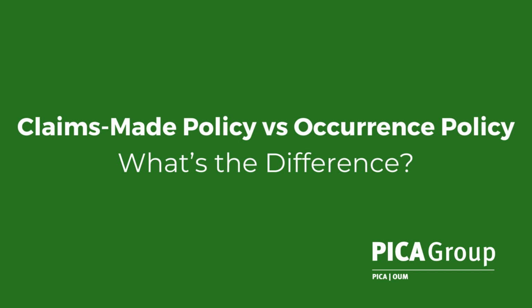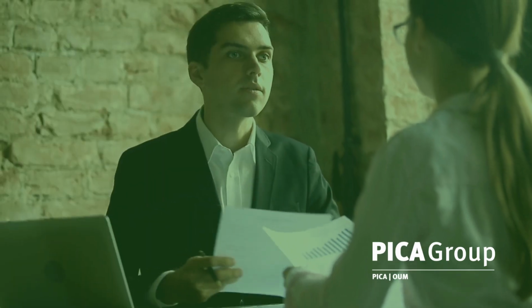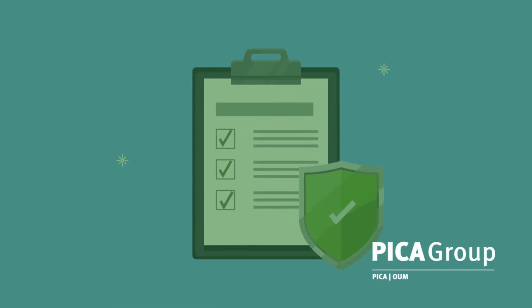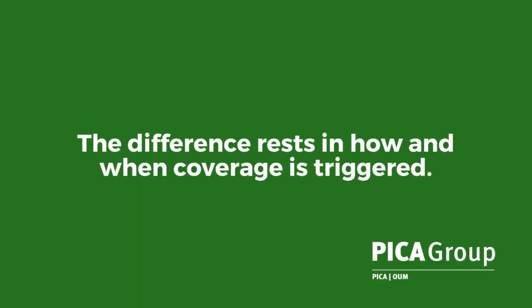Claims-made policy versus occurrence policy? What's the difference? This is one of the most asked questions by physicians nationwide when considering malpractice insurance. While both policy types defend you against allegations of malpractice and provide limits of liability to pay damages, the difference rests in how and when coverage is triggered.